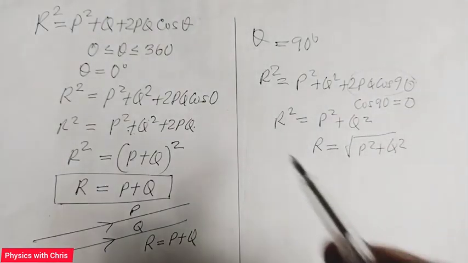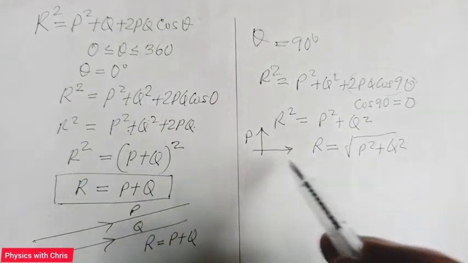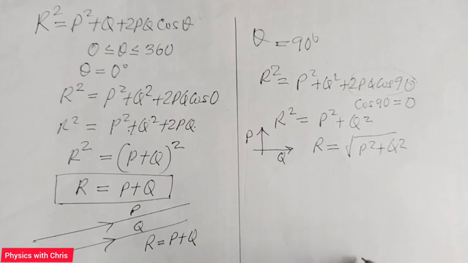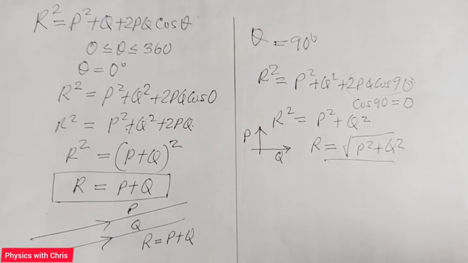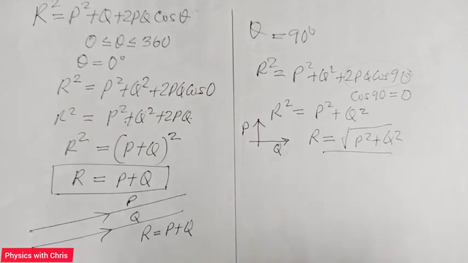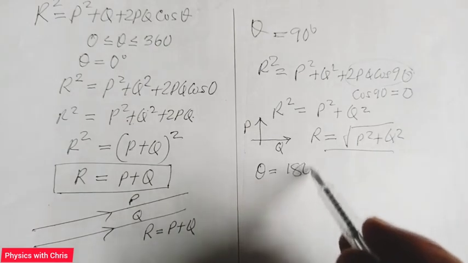That is to say, the two vectors are acting perpendicular to each other when the angle between them is 90 degrees. So using the same equation, you can arrive at the formula for calculating the resultant of these two vectors. Now what happens if theta is 180 degrees?